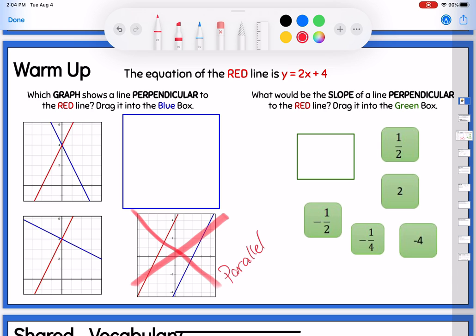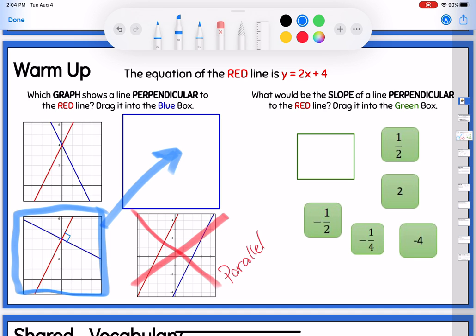Okay, so then I have intersecting lines up on the top, and I have a different kind of intersecting lines underneath. So remember that perpendicular doesn't just mean intersecting. Perpendicular actually means that they intersect to form right angles. So we're looking for that nice perfect corner, right? So this was actually the graph that's showing a line that's perpendicular to the red line. The one on the top here was just intersecting, but not perpendicular. Okay, so remembering what perpendicular actually meant.